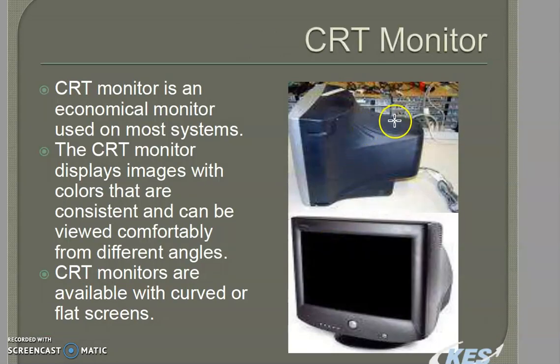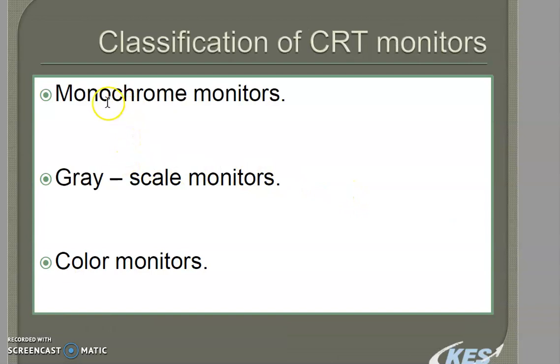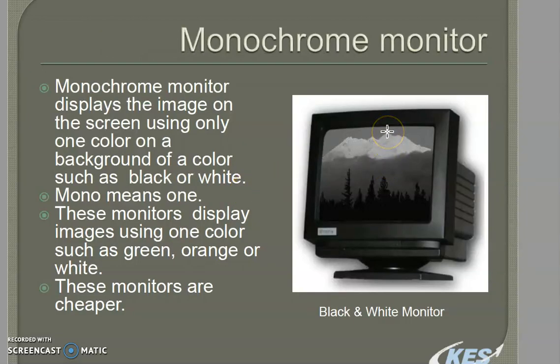So this is a view. You can see in the right side picture how exactly the CRT monitor looks. These are just like old TVs, and the CRT monitor works on cathode rays. Normally it was a black and white CRT monitor. The CRT is again divided into monochrome, which is a single color, grayscale monitors, which have two colors, black and white, and the third one, color monitors. The first one is the monochrome monitor.